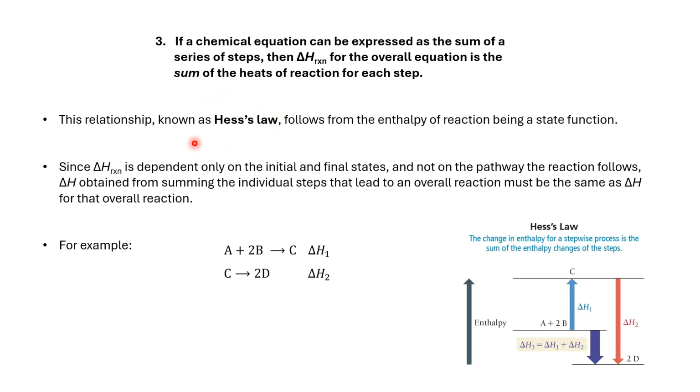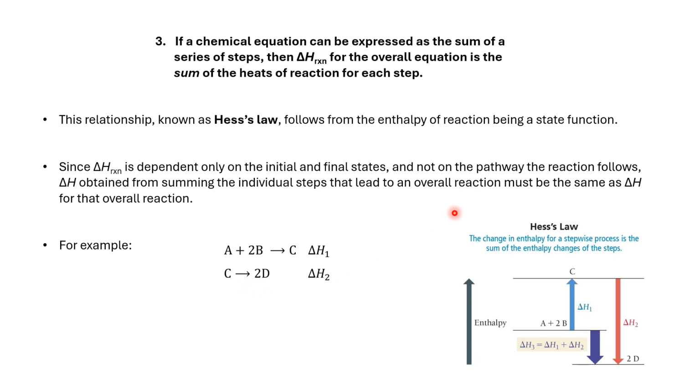So this relationship is called Hess's law. And remember we said delta H is a state function, right? So it only depends on the initial and final states, not on the pathway. So if that's the case, you could just add up all the individual steps that lead to the overall reaction. If we had an example of this, imagine we have A plus 2B makes C, that's delta H1. But now we have C goes to 2D, and that's a separate delta H for that reaction.